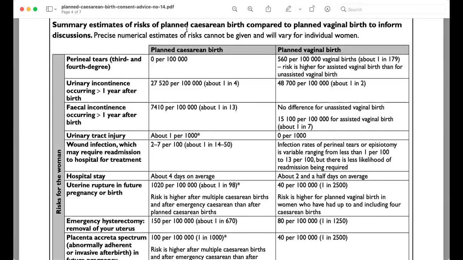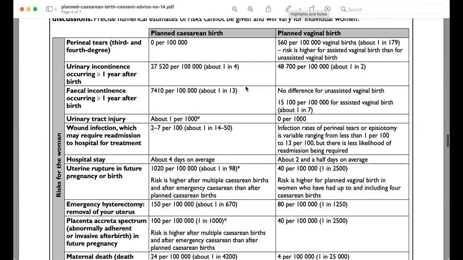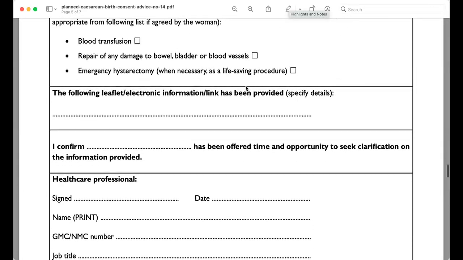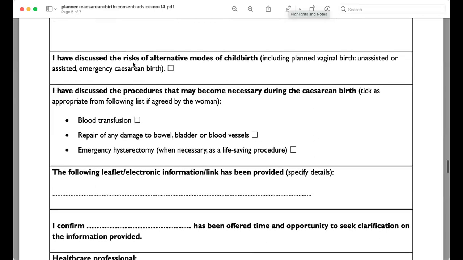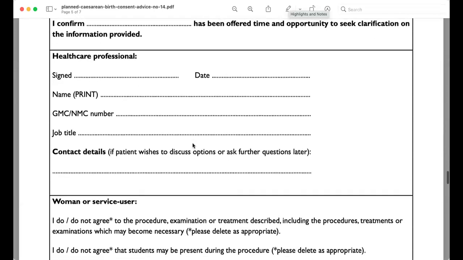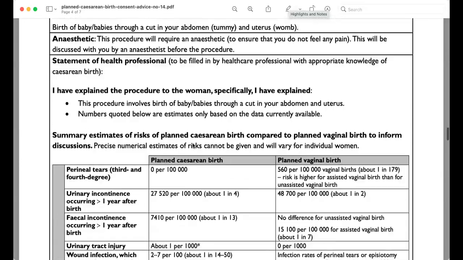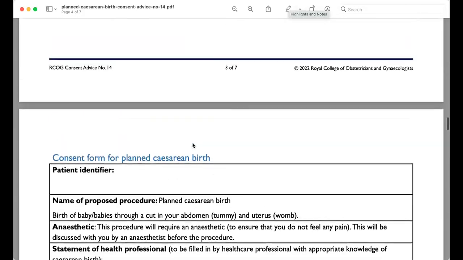This is a summary, estimating the risk of planned cesarean section compared to planned vaginal birth. In this case, because she is breech, you can mention that we can give her a copy of the information to compare between the planned cesarean birth and vaginal breech birth. And from the consent advice, this is the information that needs to be covered. This is very easy and straightforward, as you can see. The form is not too long, right?